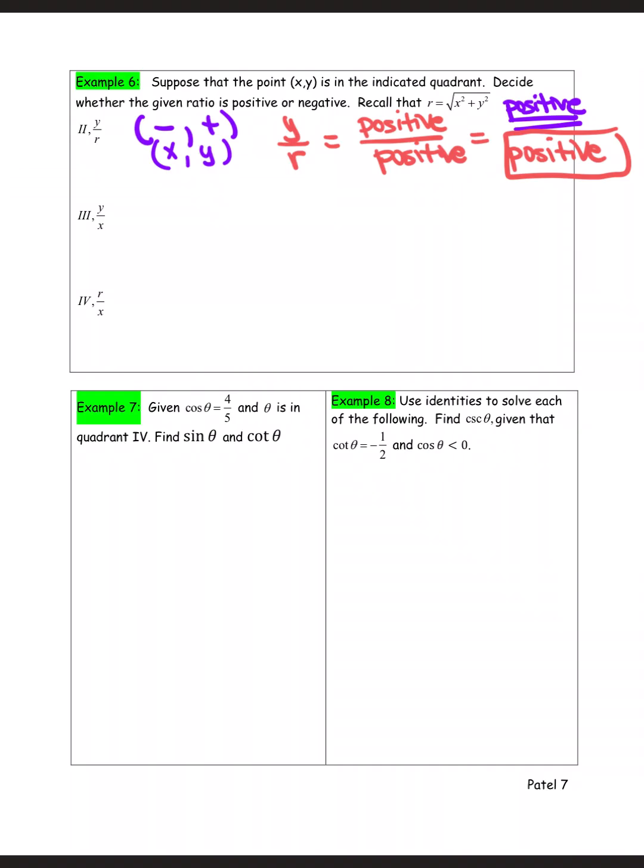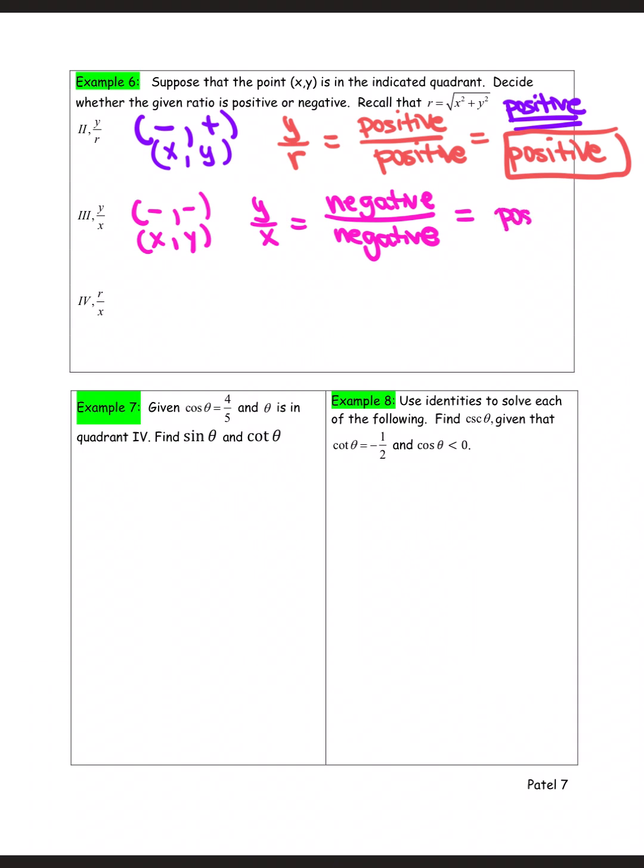We're in quadrant 3, x is negative, y is negative. The ratio y over x, well, if y is negative and x is negative, then the ratio negative divided by negative will give me a positive answer. That's for tangent.